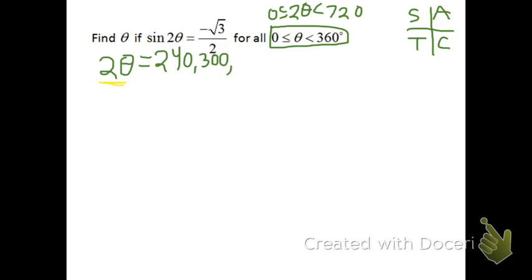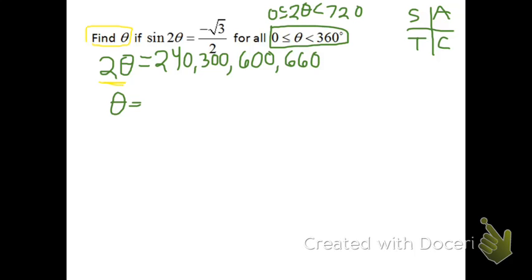If you add 360 to 240, you get 600, so that's another angle that 2 theta could equal. And if you add 360 to 300, that would be 660, which is another angle that 2 theta could equal. But it's not asking to find 2 theta, it's asking to find theta. Now is the easy part, because if we know 2 theta, finding theta is easy. All we have to do is divide everything by 2.